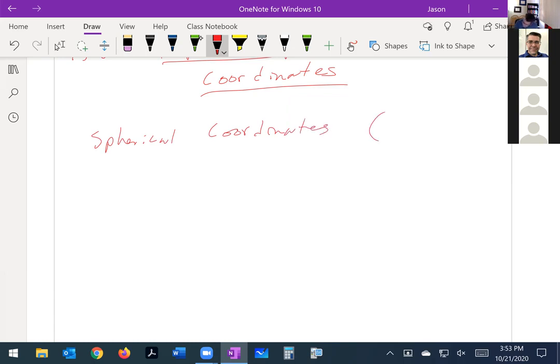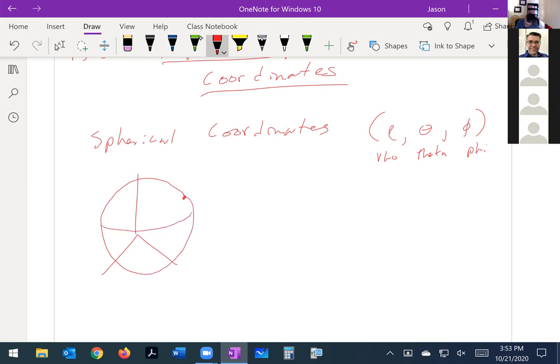Okay, spherical coordinates, we say that they're rho, which I'm going to call P again, because I can't seem to draw a rho real well. Okay, P, theta, and phi. So we're going to have a point out in space, but we're going to treat that point as if it was on a sphere.